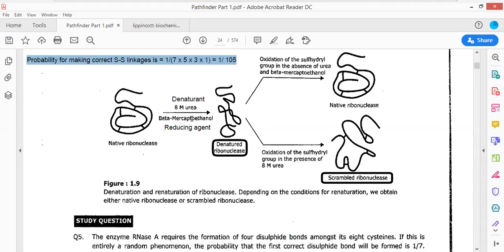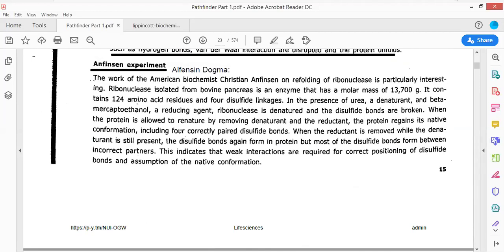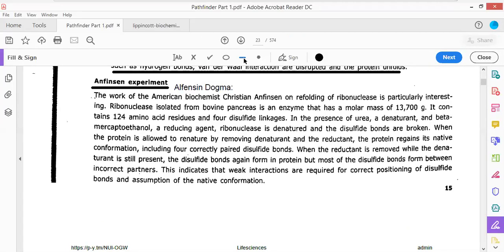This is an experiment which proved that the protein gets denatured in the presence of a denaturant and a reducing agent. If both these molecules are removed, then the protein can renature. The classical concept was given by American biochemist Christian Anfinsen on refolding of ribonuclease protein, stating that when a protein is allowed to renature, see this is what he stated. I'm just underlining this particular point.